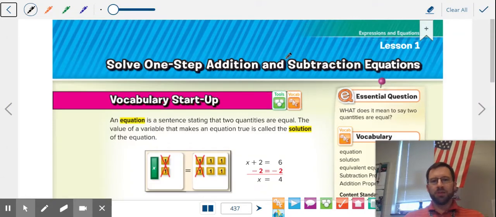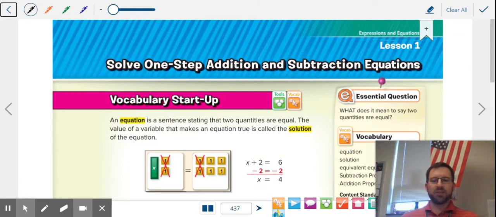Hello, and welcome to our first lesson on our equations unit. Last unit we talked about expressions, so variables and numbers and combining like terms and all that good stuff. In this unit, we're going to take it to the next level, and we're going to take those expressions and set them equal to amounts and solve for those variables.